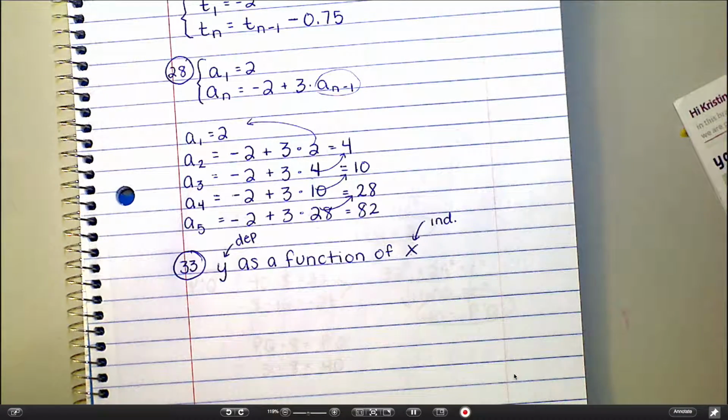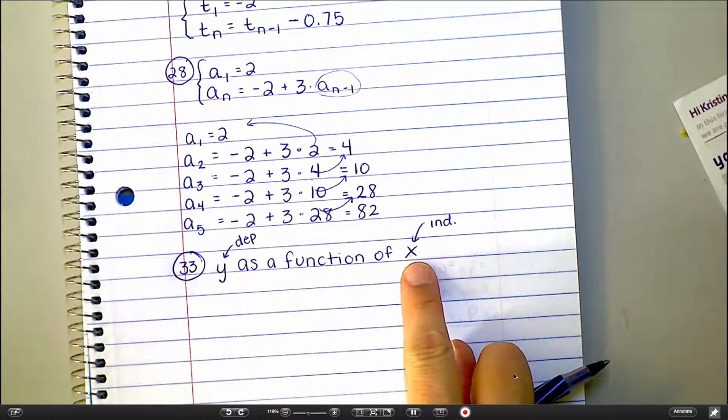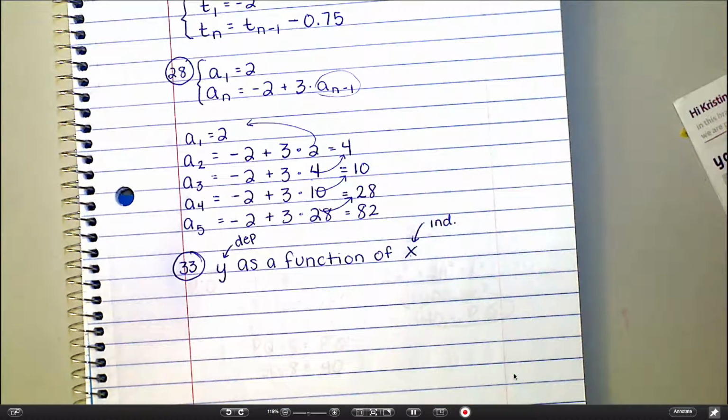For a function, which one can't repeat? The independent cannot repeat if it's a function, okay? Because you can't have one of these that's paired up with more than one of these. So you can't have, like, 1 matched up with 5 and 7. So looking at this table, I want to look at the x's. Do I have any x's that are double paired?